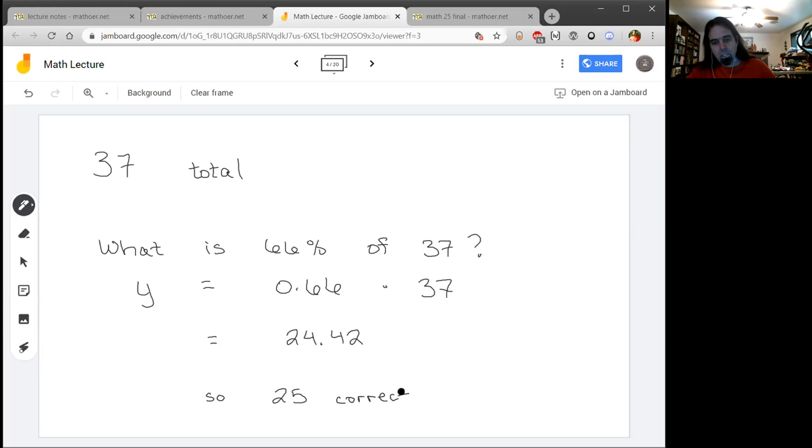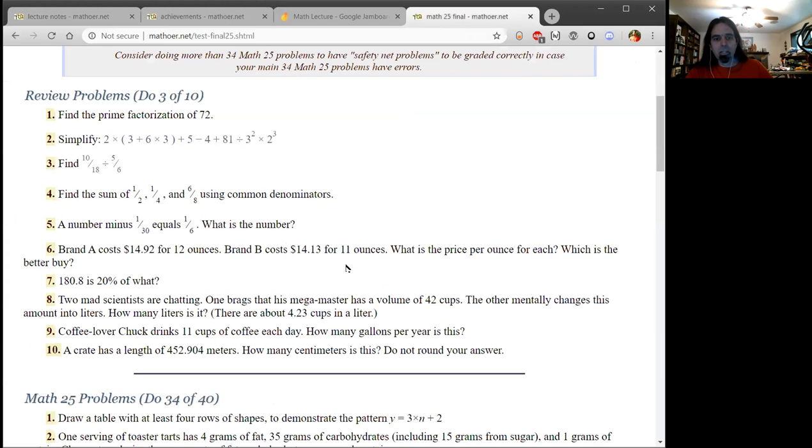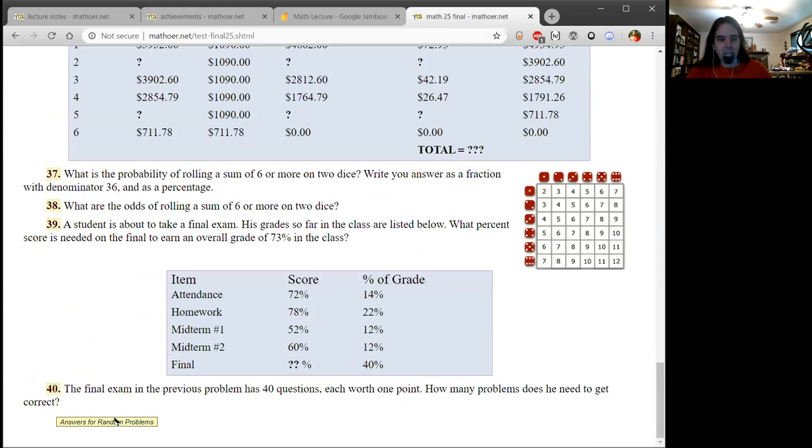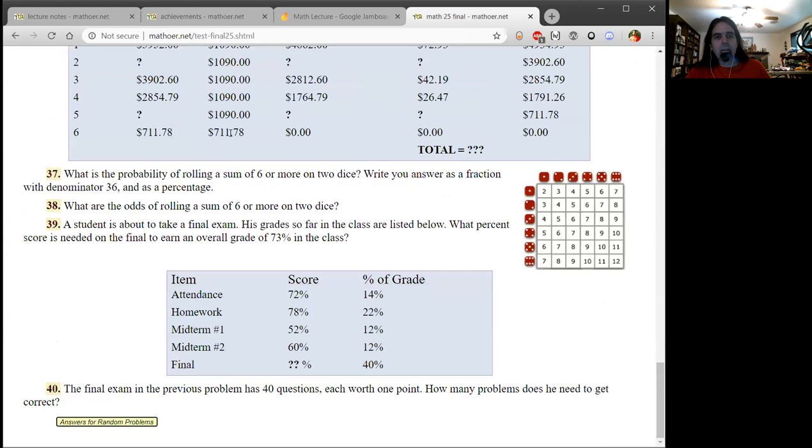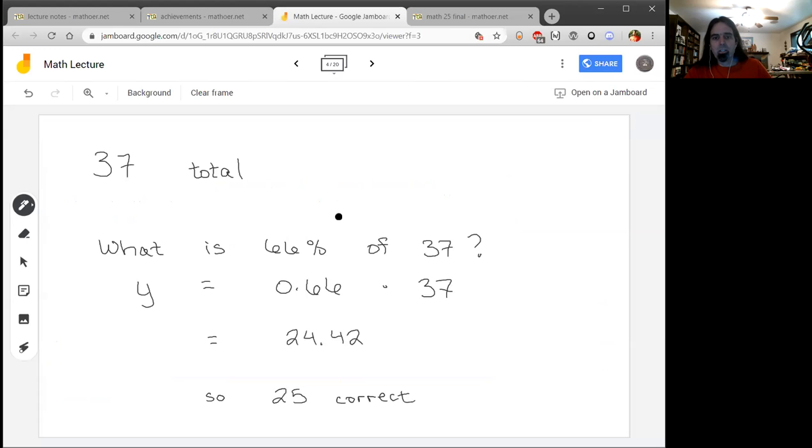And I might have changed the grading scheme. So let me see if it actually says that down at the answer key. It used to. So yep, I need to update that. So don't worry about that. I've changed the higher percentages to extra stars. So you can get an A in the class with only 25 right.